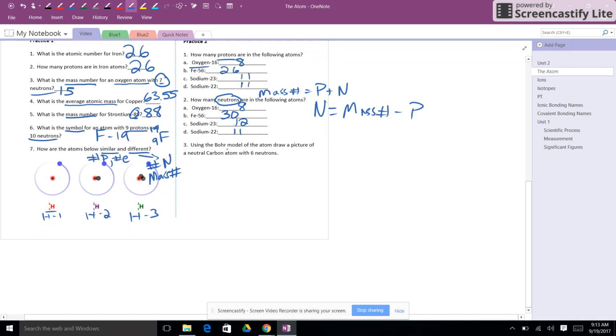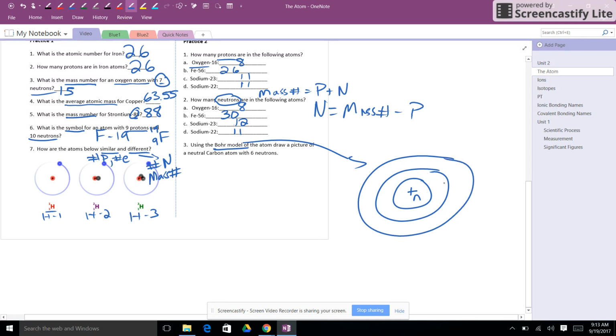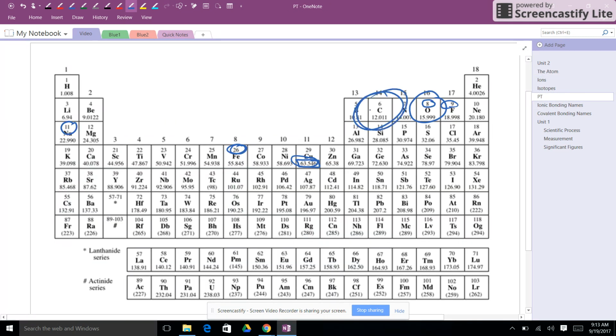Okay, last problem here, using a Bohr model. So we need to think back to the class where we discussed those models of the atom. I would say the Bohr model of the atom had the protons and neutrons in the nucleus, and then described these energy levels, these orbits, not yet orbitals, but orbits where the electrons are orbiting around the nucleus. So draw a Bohr model of the atom for a neutral carbon atom with 6 neutrons. So let's get the 3 values down. Carbon is right here, element 6. That means it's always going to have 6 protons.